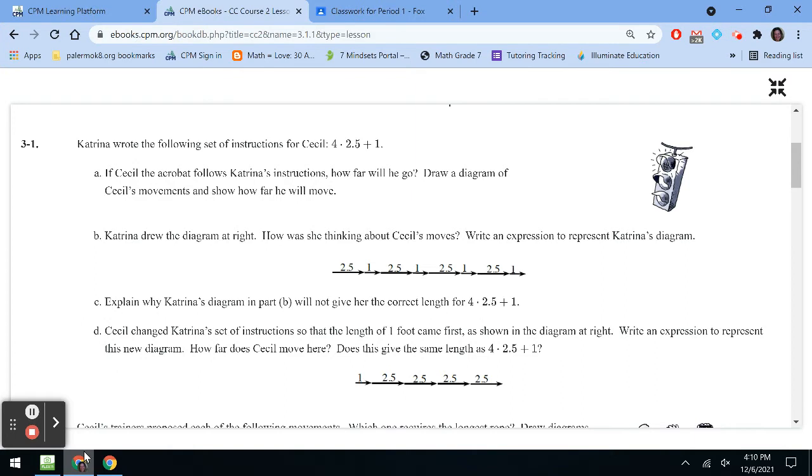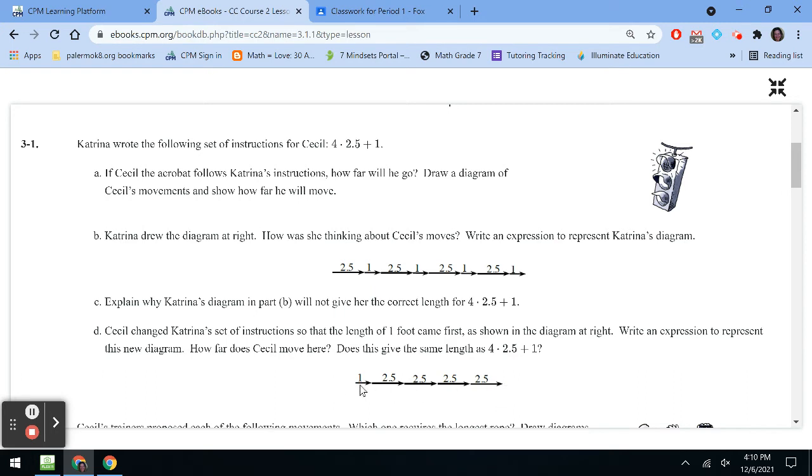So Delta in turn says, Cecil changed Katrina's set of instructions so that the length of the 1 foot came first, shown in the diagram right here. So right here, this guy. Write an expression to represent this new diagram. How far does Cecil move here? Does this give the same length as 4 groups of 2.5 plus 1?